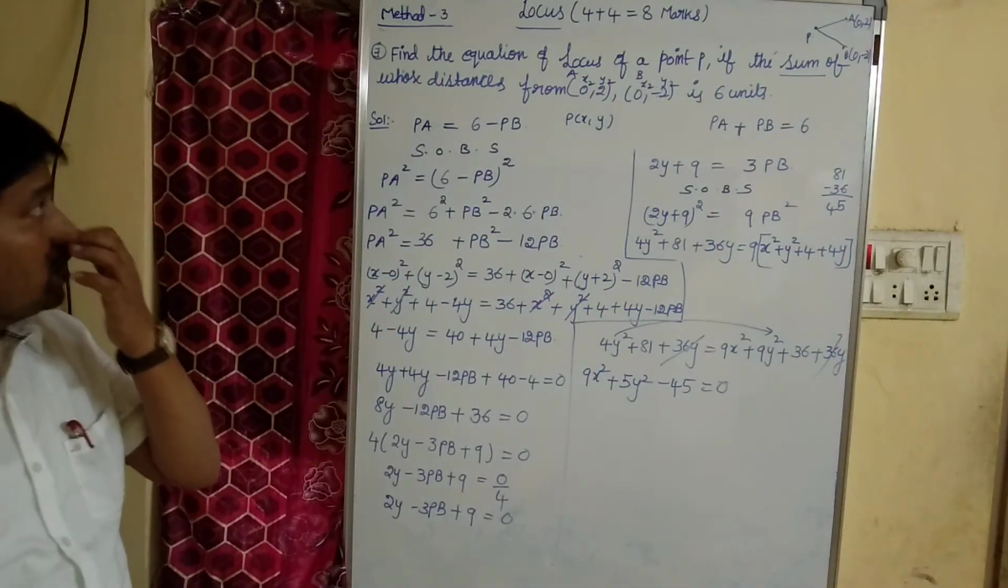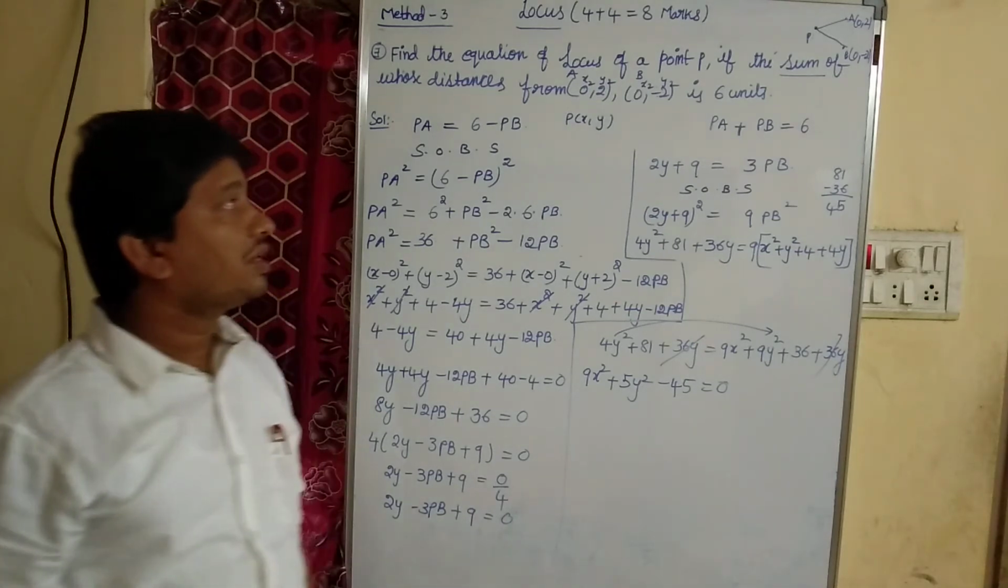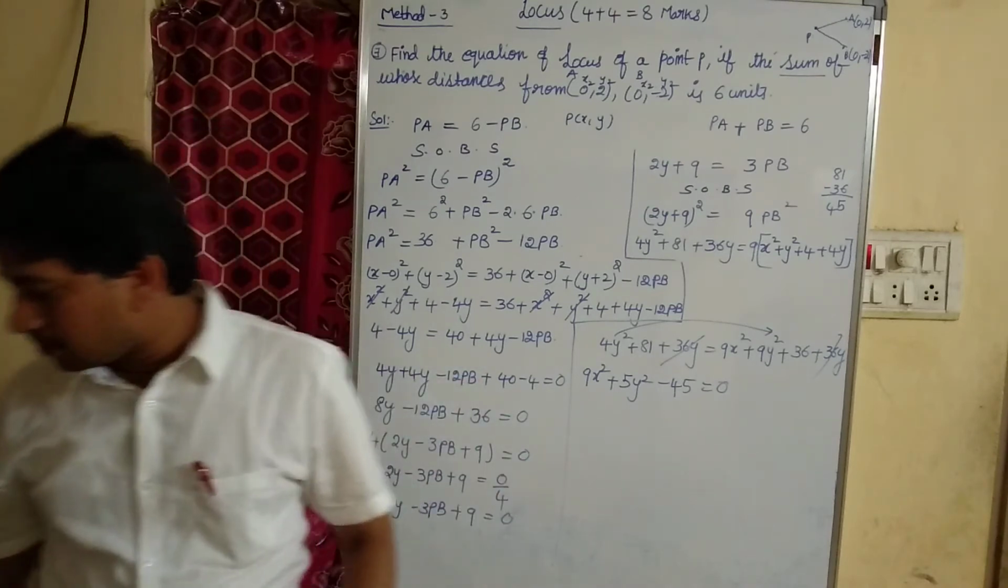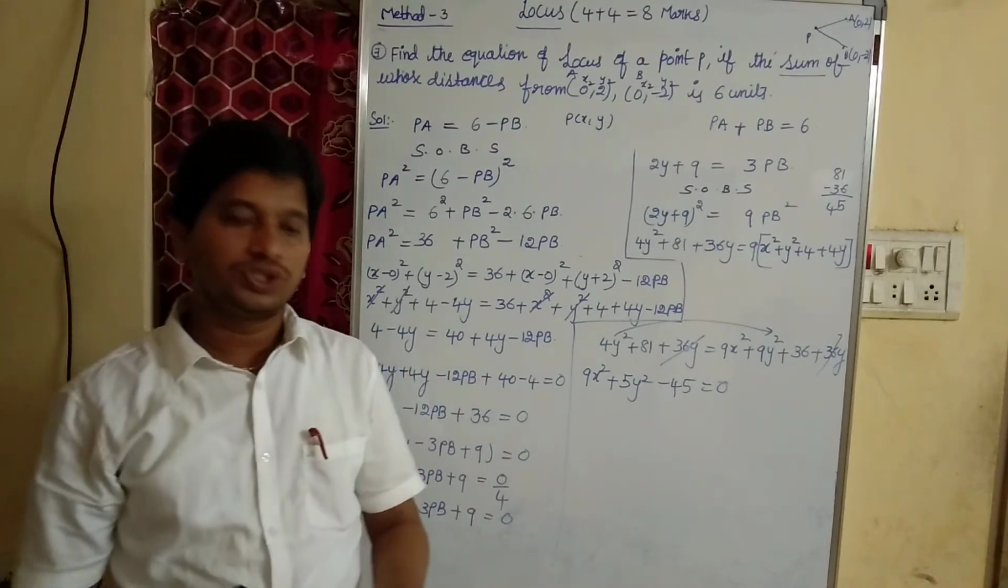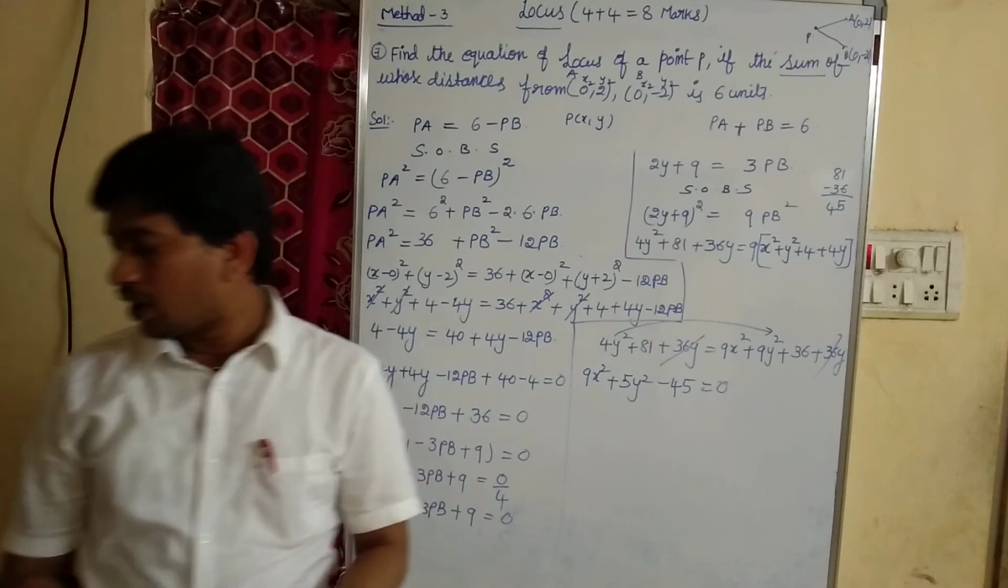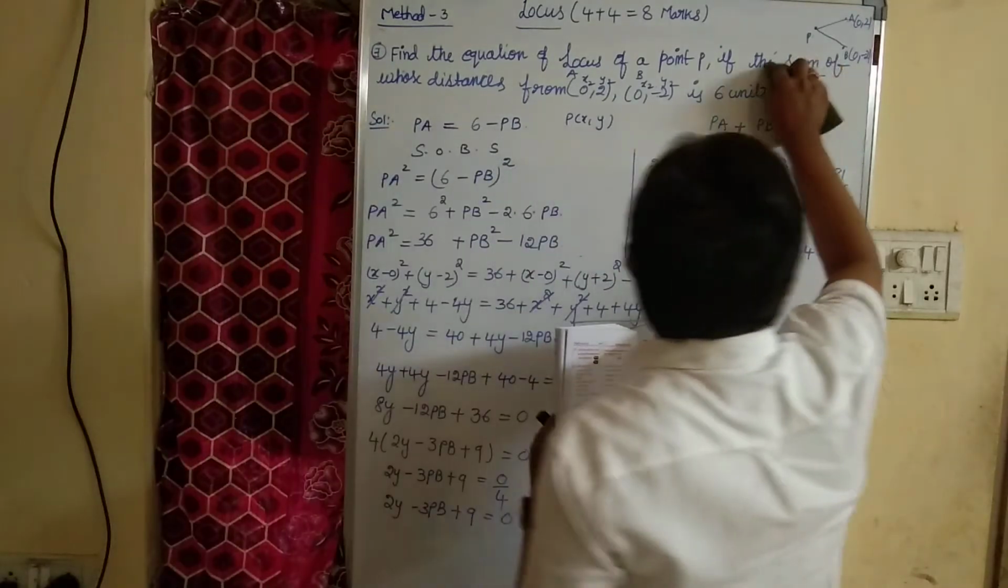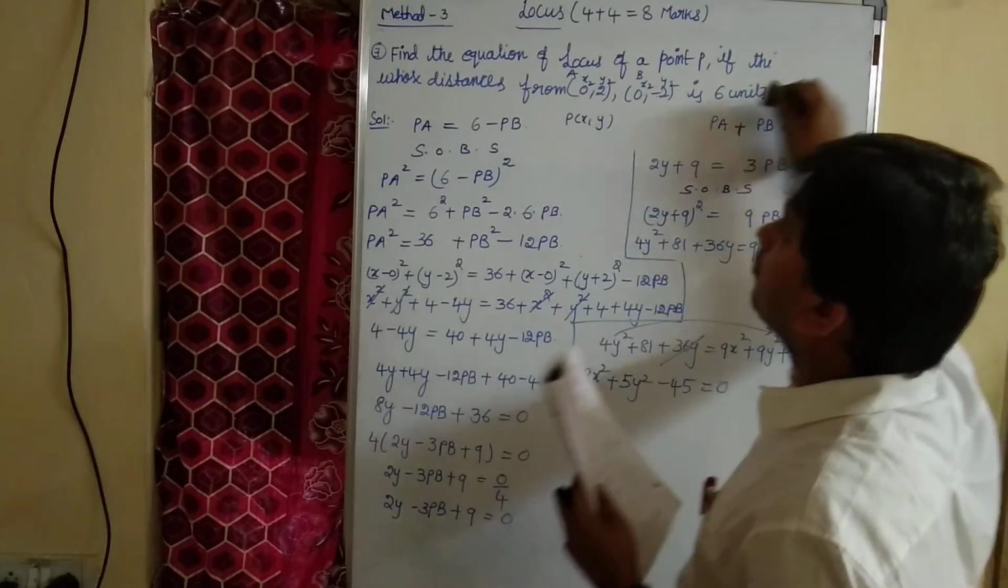Okay, children. Therefore, what is the equation of locus of point P? That is 9x square plus 5y square minus 45 equals 0. And they may also ask a question like this. Let us see one more problem.